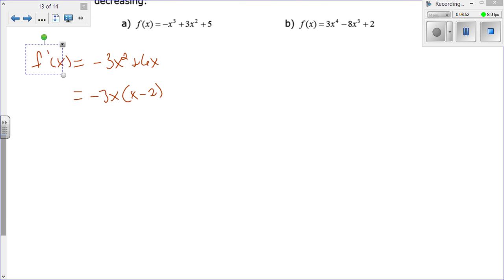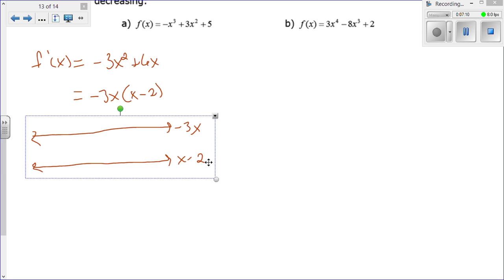Basically what I'm doing is a sign diagram, like we were doing before. And I'm just going to do it a little bit differently. I'm going to draw a number line for each of my factors. And then one to put my factors together again.